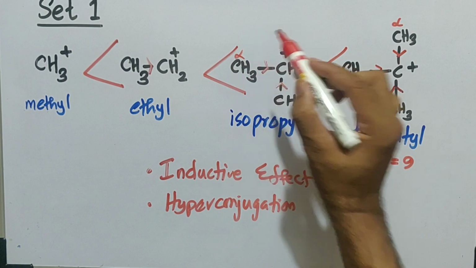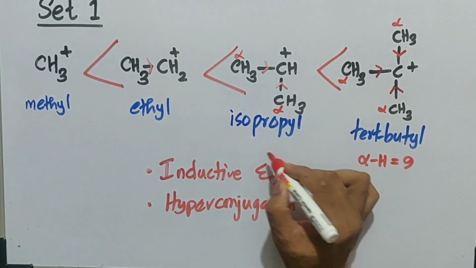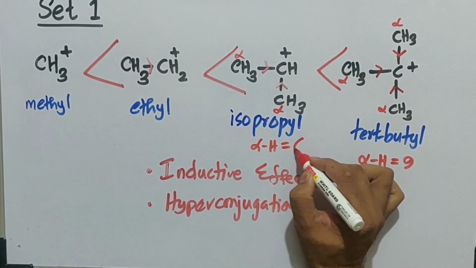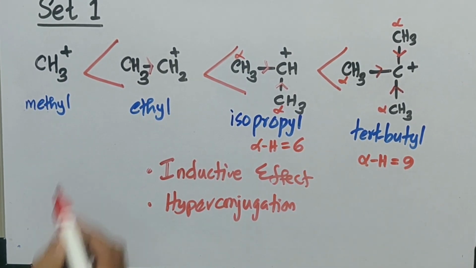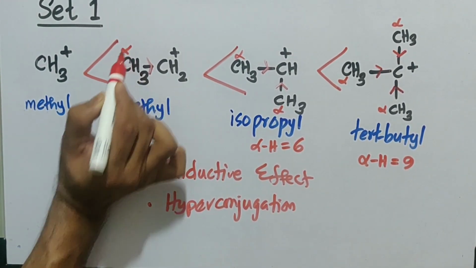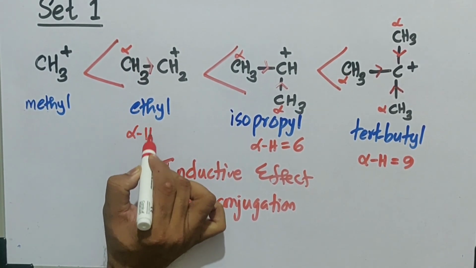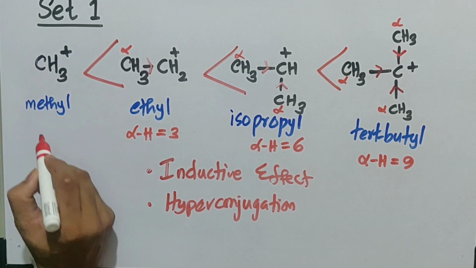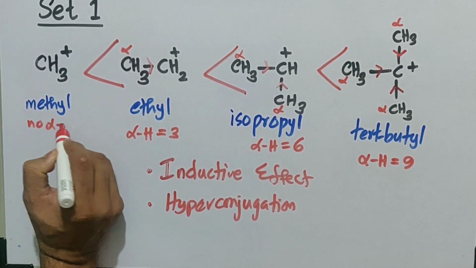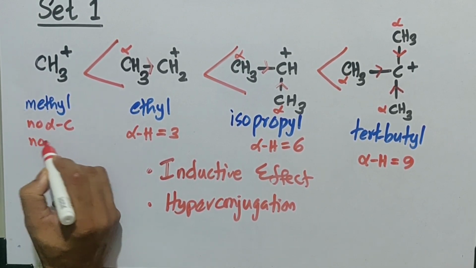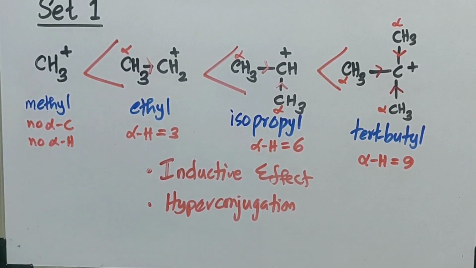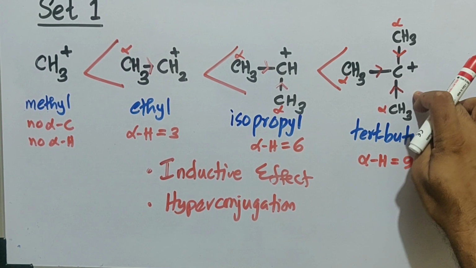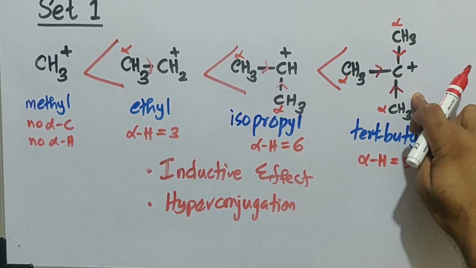This is alpha carbon, this is alpha carbon. So the number of alpha hydrogens is equal to 6. In this case, this is the only alpha carbon and the alpha hydrogens are equal to 3. In this case, there is no alpha carbon, therefore no alpha hydrogen. So in the aspect of hyperconjugation also, this is the species with the higher stability.